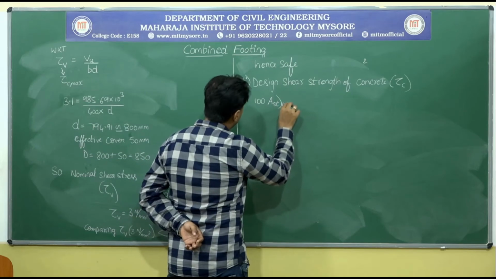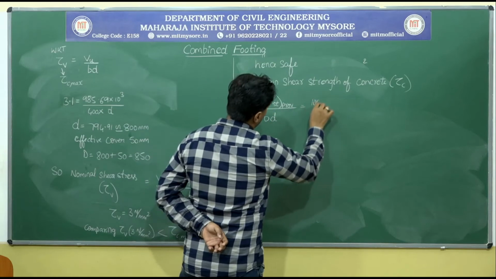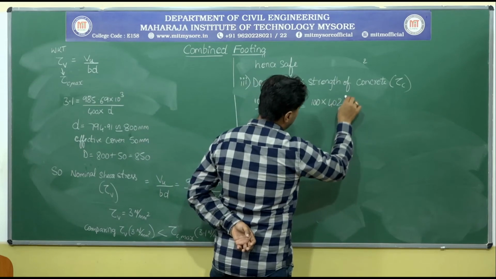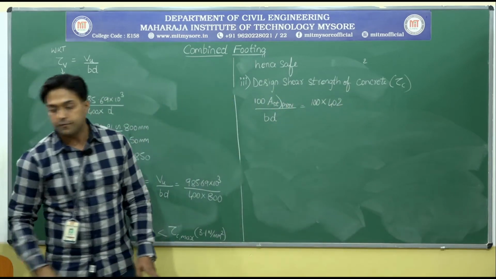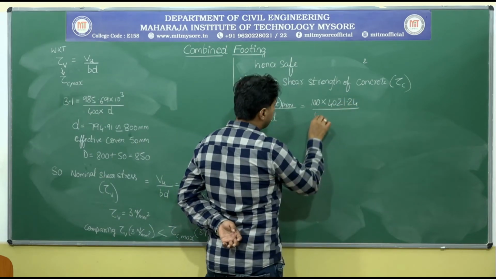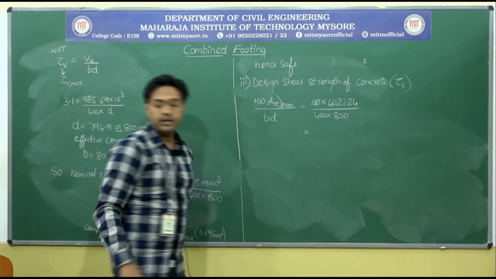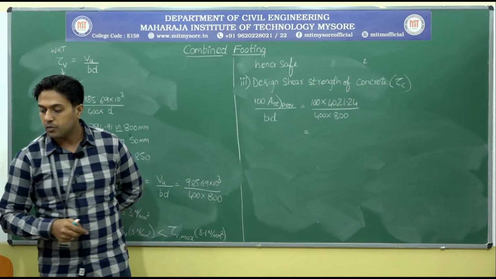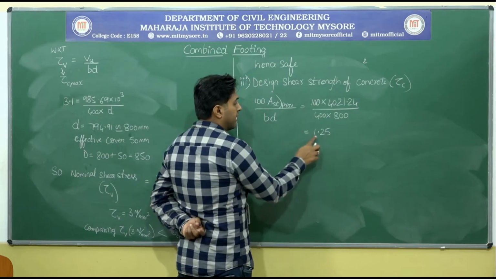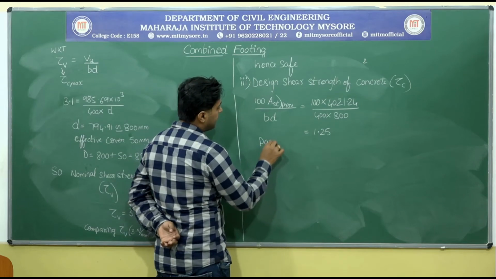Now I will be writing 100 AST provided divided by BD. So 100 into, what was the value of AST provided that I have written? I think it's 4024.21, I guess. Yes, 4021.24 divided by breadth 400, depth 800. So the value that we get after solving this is 1.25. So now after getting 100 AST by BD, we'll go to page 73, table 19.